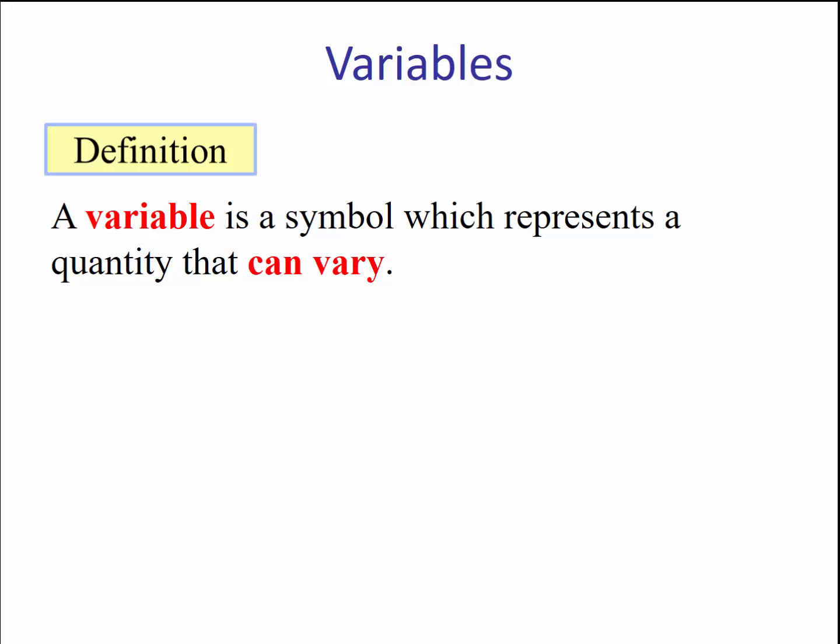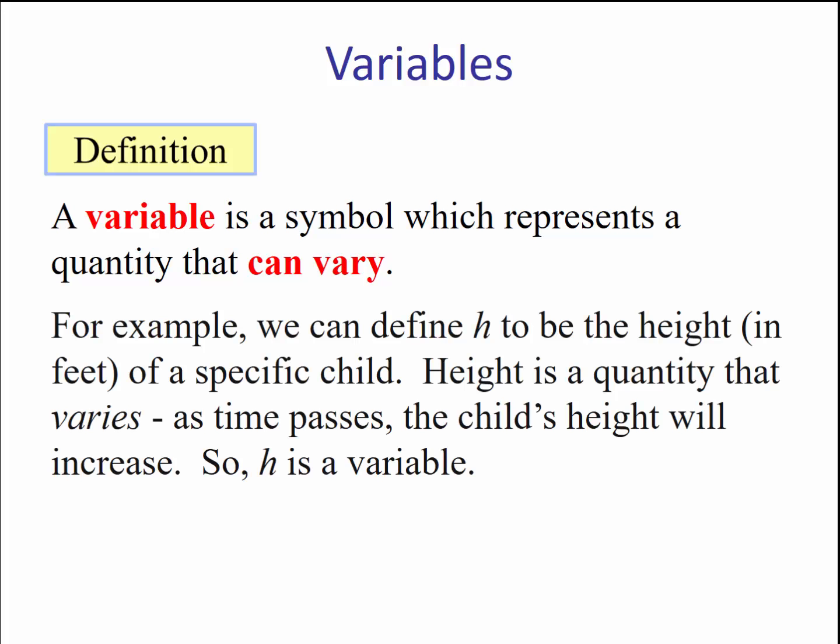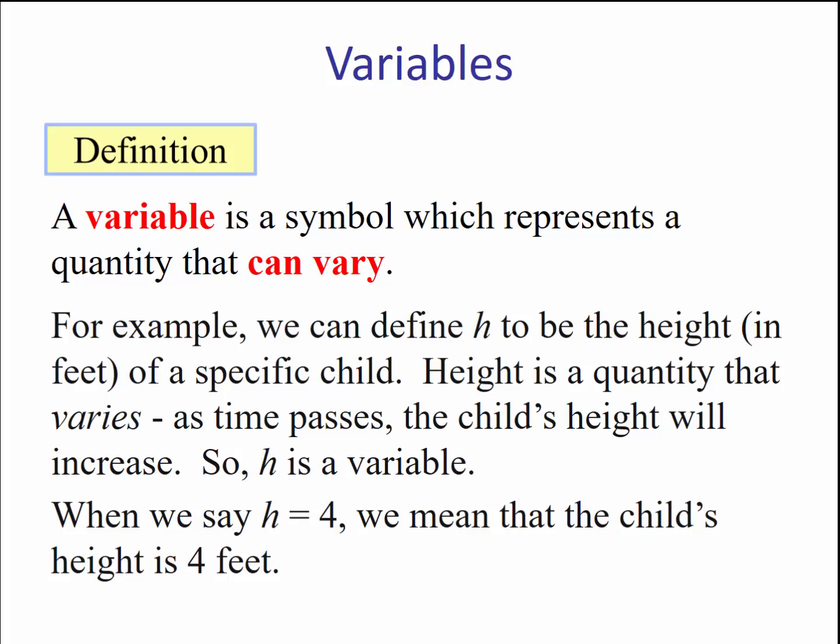A variable is a symbol which represents a quantity that can vary. For example, we can define h to be the height in feet of a Pacific child. Height is a quantity that can vary, and if you think about it, as time passes, the child's height will increase. Therefore, h is a variable. It can vary. When we say h is equal to 4, we mean that the child's height is 4 feet.